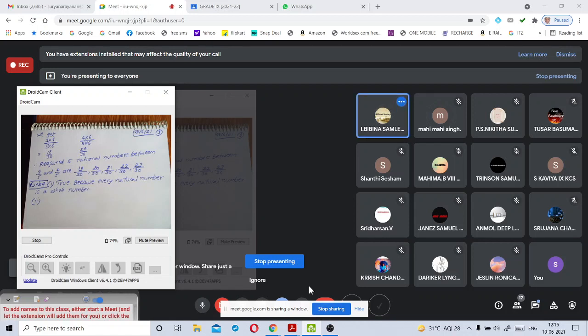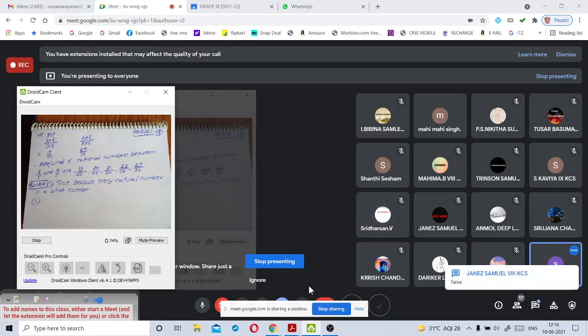Every integer is a whole number. Is every integer a whole number? No, sir. Do you know what integers are? There are negative integers, 0 and positive integers. Yes or no? Yes, sir. But in the whole numbers, only non-negative numbers are there. There are no negative numbers. Negative integers are there. Yes or no?